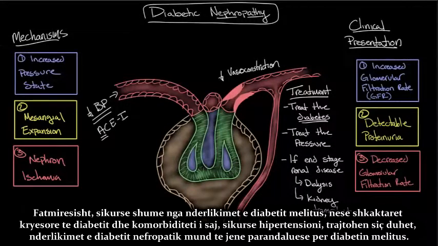Fortunately though, like most of the complications of diabetes mellitus, if the underlying disease and its comorbidities such as hypertension are properly treated, diabetic nephropathy can be a preventable complication of diabetes mellitus.